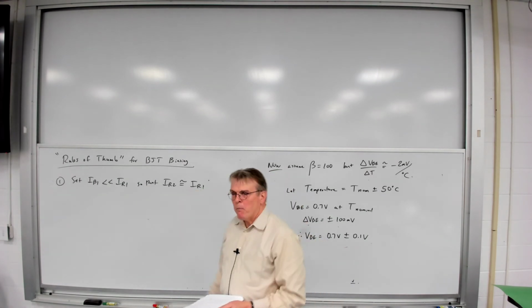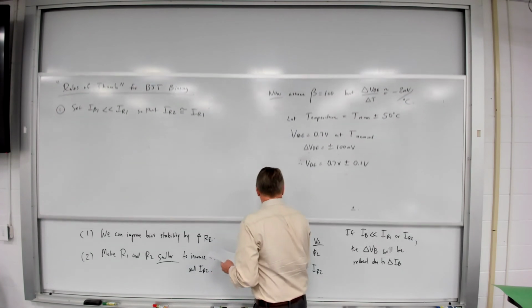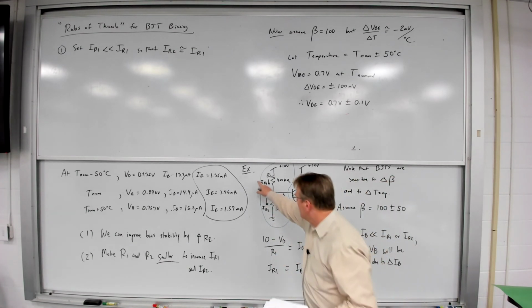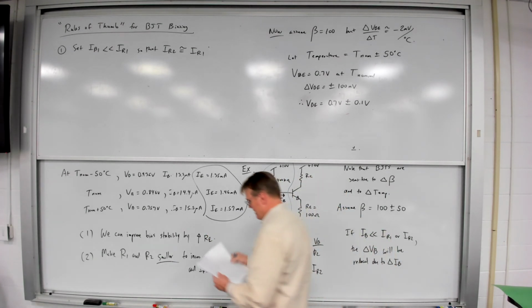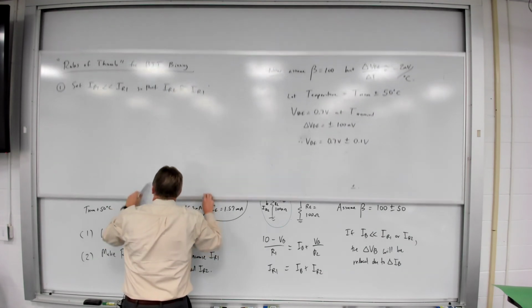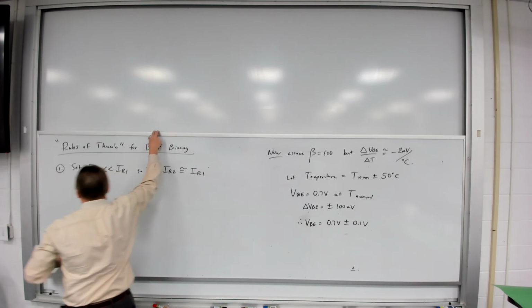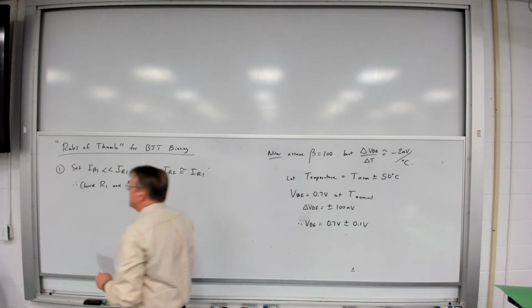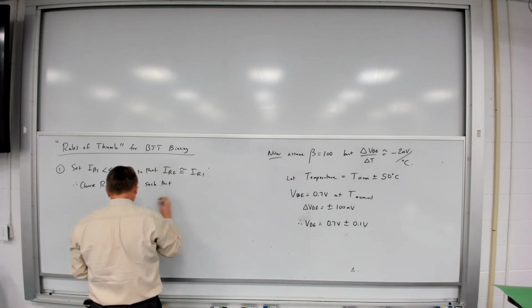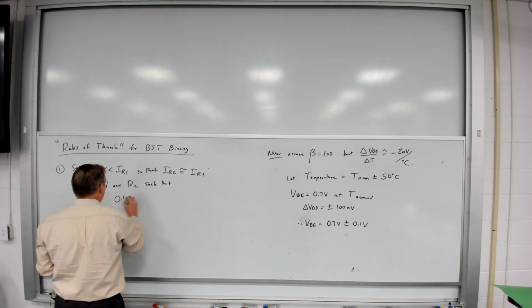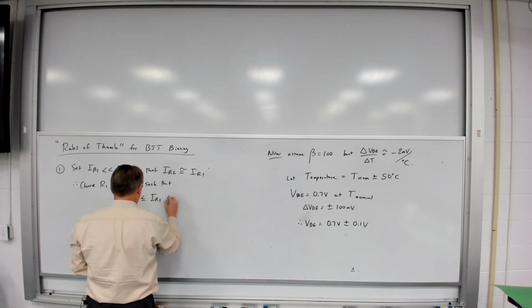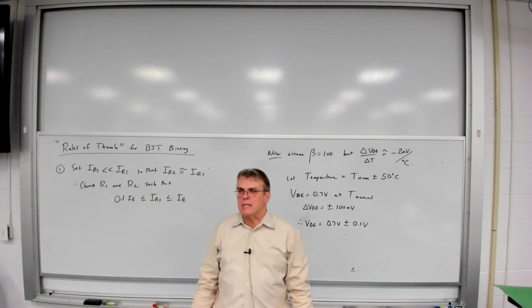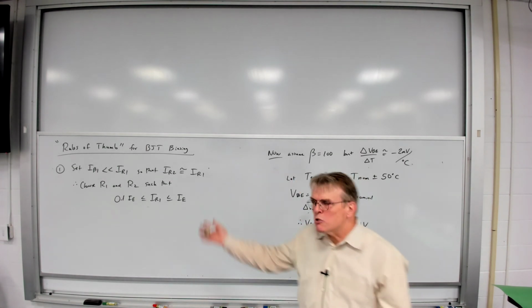So in other words, I want IR1 to be approximately equal to IR2. I want these currents to be large enough so that the base current is essentially a negligible error. And therefore, this current is approximately equal to that current. That's what I want. Therefore, choose R1 and R2 such that IR1 is about anywhere from 1/10 to the same value as the emitter current we're trying to design for. And once again, this is just a rule of thumb.